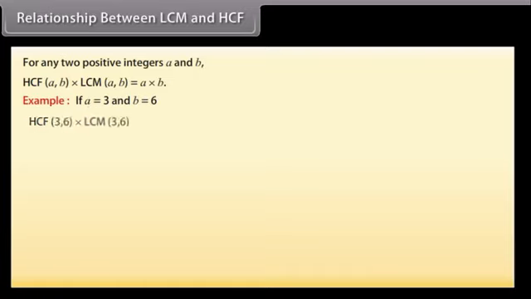Relationship between LCM and HCF. For any two positive integers a and b, HCF(a, b) × LCM(a, b) is equal to a × b. Example, if a is equal to 3 and b is equal to 6, HCF(3, 6) × LCM(3, 6) is equal to 3 × 6 equals 18.